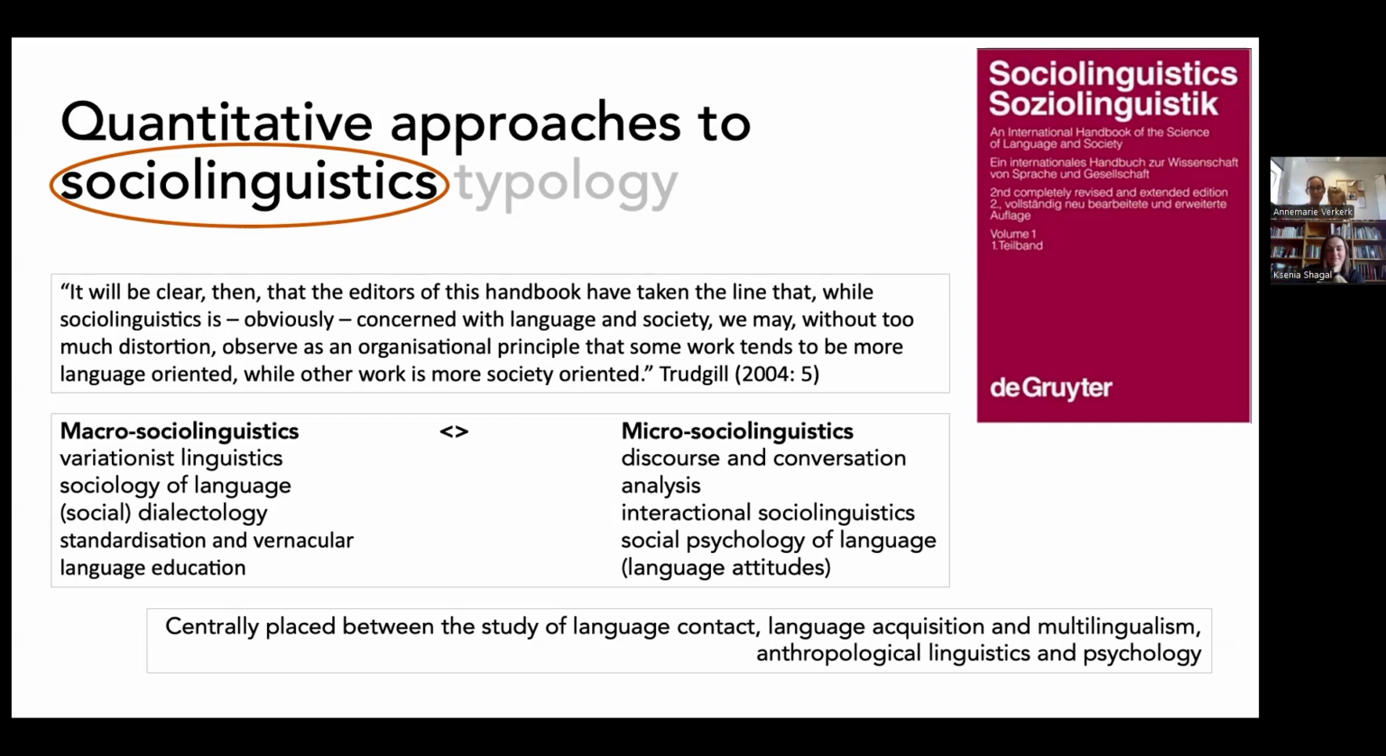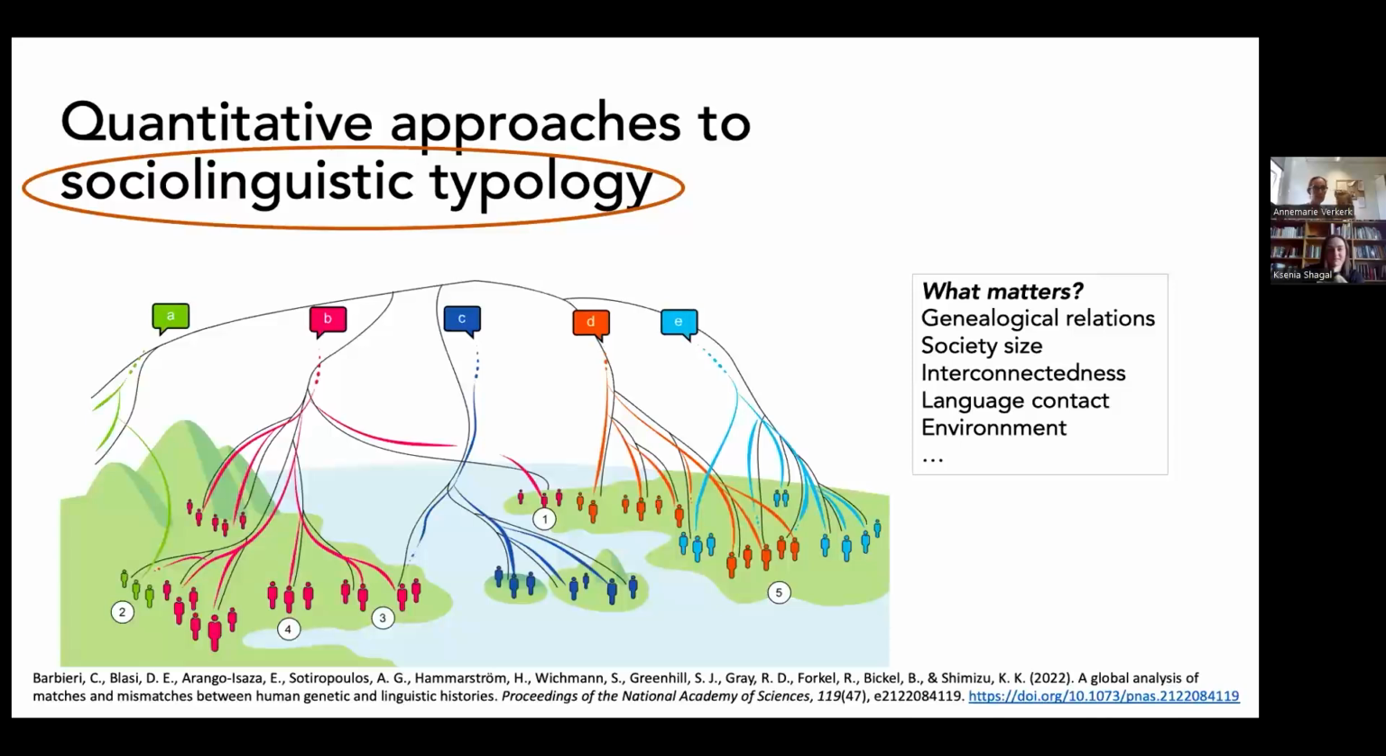Anyway, we're moving ahead to the next slide, where we are going to talk about sociolinguistic typology. And here you have a picture from a paper that's on genetics, but I think it illustrates some of the things that matter when we bring sociolinguistics and typology together, right? So we are dealing with the interaction between typological characteristics of language and the societies in which these languages are spoken.